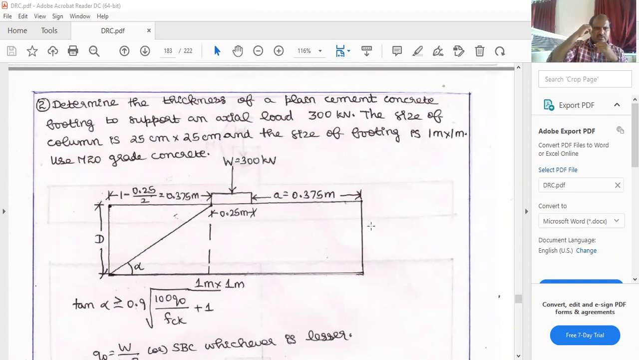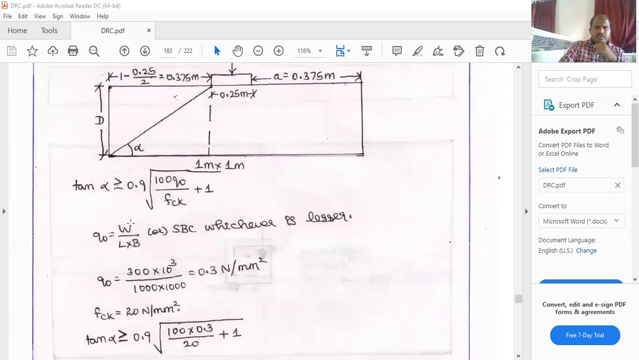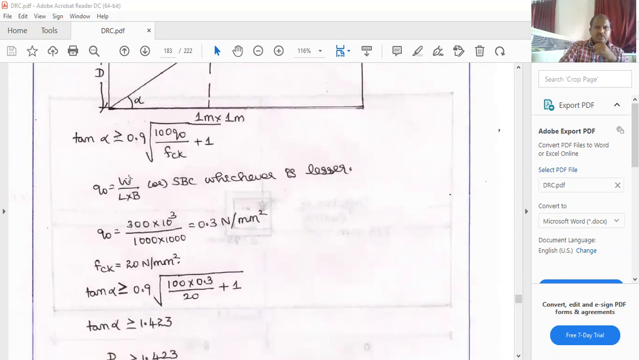First, we have to find out the tan alpha value. Tan alpha is greater than or equal to 0.9 root of (100 q naught divided by fck plus 1). Here q naught is nothing but W divided by L into B, or the bearing capacity, whichever is lesser. q naught equals W, which is already given as the load, 300 into 10 power 3 after converting to newtons, and L is 1000 and B is 1000.